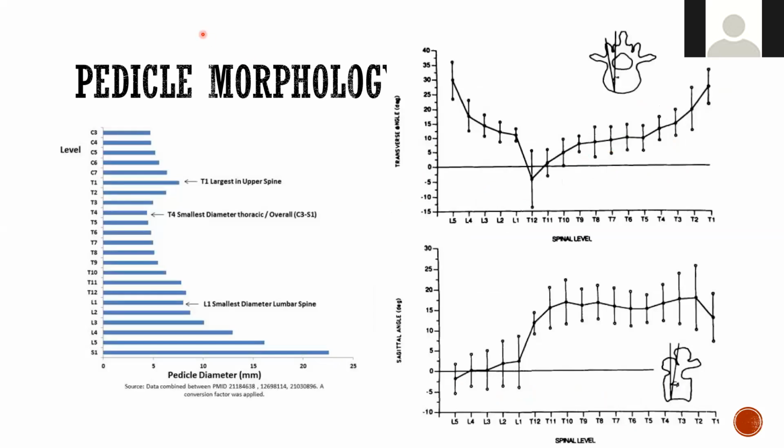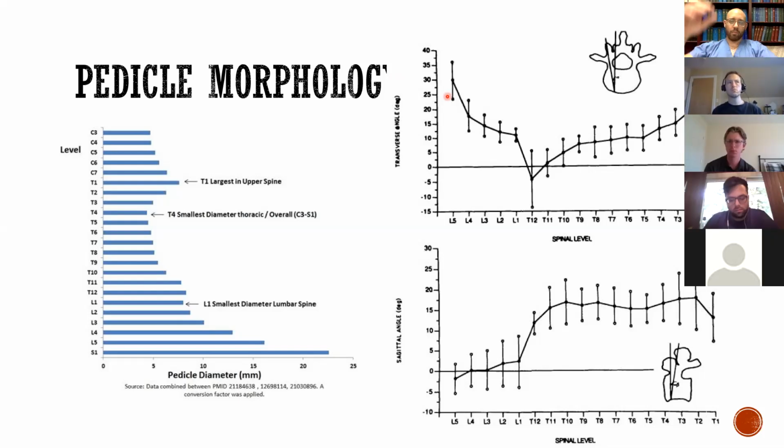Again, this isn't super important for this level, but just keep in mind how big the pedicles are. You can see that it varies from the cervical spine through to the lumbar spine. This is just a demonstration of the change in angle relative to the midline plane of the vertebra. Really not anything that you need to memorize unless you're going to become a spine surgeon, but something to take into consideration.